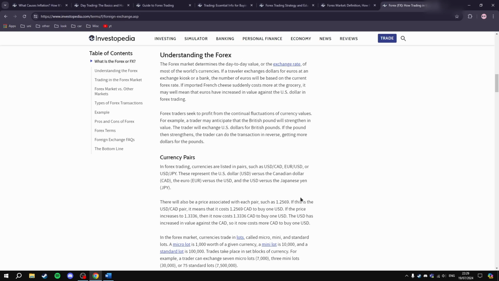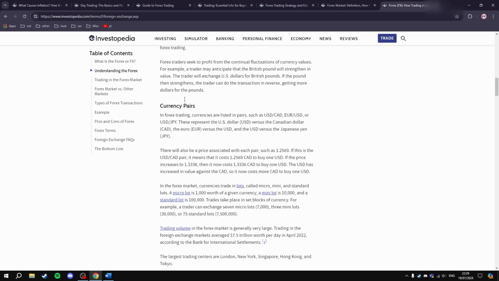Yep. In Forex trading, Forex traders seek to profit from the continual fluctuations of currency values. For example, a trader may anticipate that the British pound will strengthen in value. The trader will exchange US dollars for British pounds. If the pound then strengthens, the trader can do the transaction in reverse, getting more dollars for pounds.